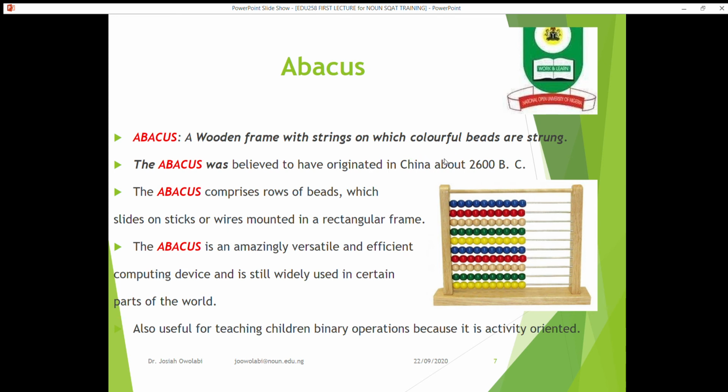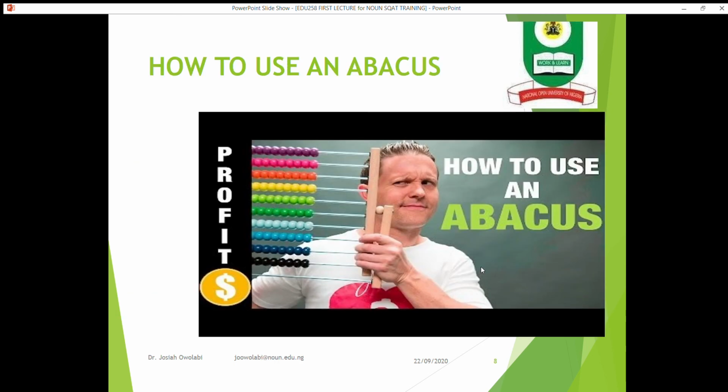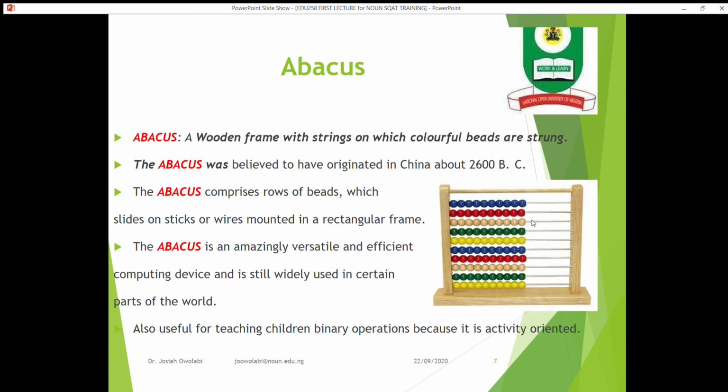They originated from China, and I already gave you the description of the abacus. It's an amazingly versatile and efficient computing device. It will interest you to know that many years after, even though in this part of the world some of us don't even know what an abacus is, maybe all through your secondary school days. Maybe some of you even teaching in the secondary school have not seen an abacus before, until now. But many years after we had abandoned it, people were still using it. For instance, in Asian countries like China, people still use it.